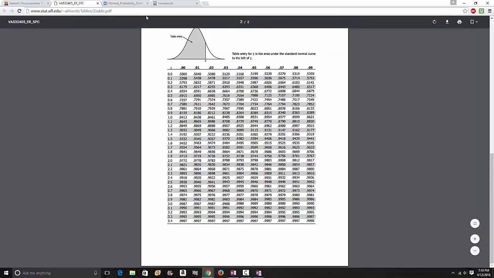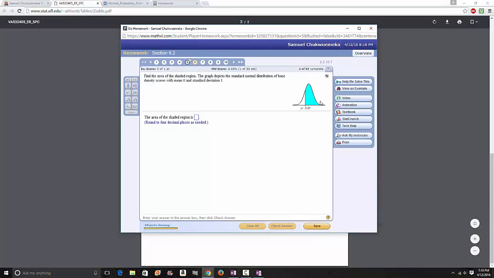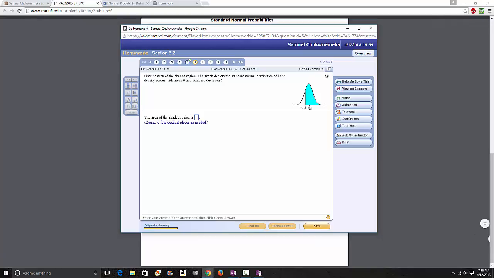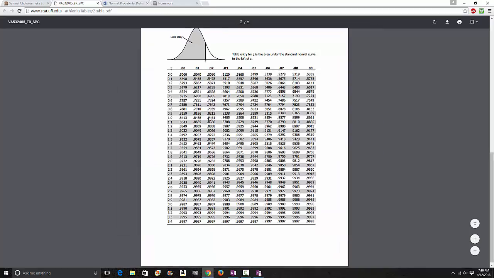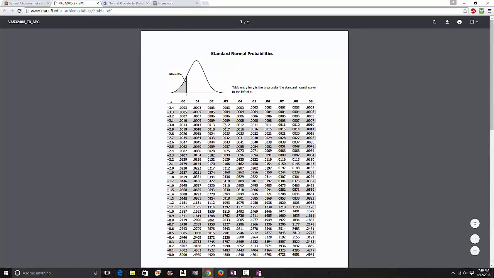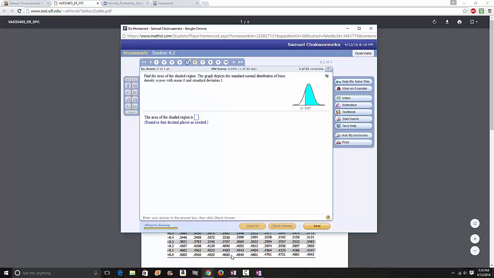So the question asks you for the area to the right. Meanwhile, the table gives you only the area to the left. Now what would you do? First of all, let's find the area to the left. Then we know that the total area under the normal curve is 1. So we have to subtract that area from 1. So let me show you what I mean here.